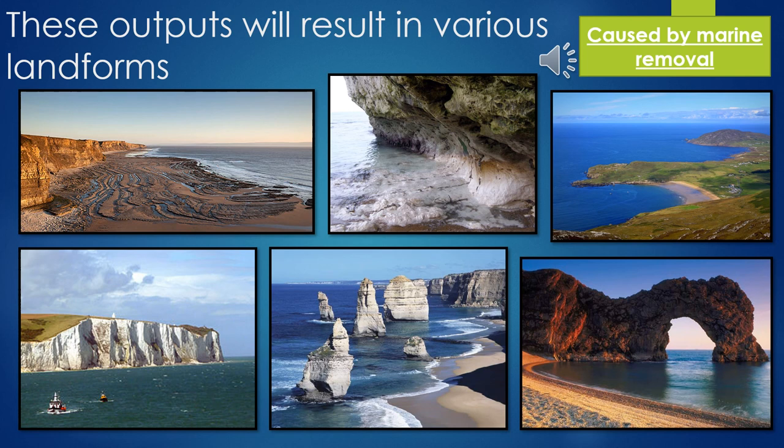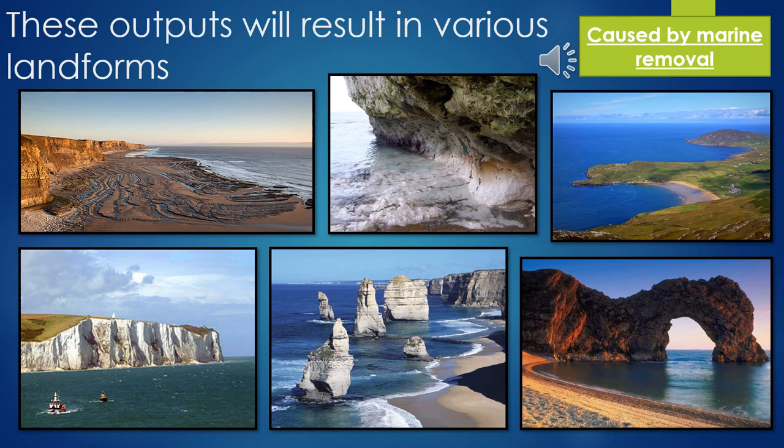Now I say harder and softer because it can be two types of hard rock, one slightly weaker than the other, or two types of soft rock, one slightly softer than the other. So it's important that you don't just say, oh, the headland's hard rock, the bay's soft rock, because they can both be examples of hard rock, but one just slightly weaker than the other.